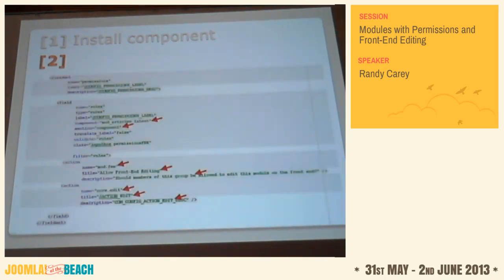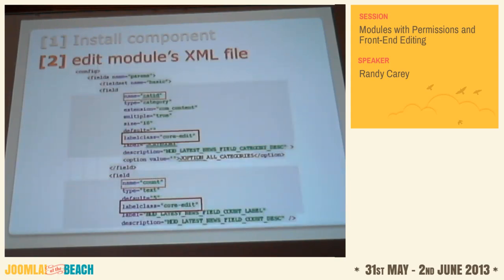Oops. Okay. You add the rules, and then you go to the different fields. For every field you want to add in there, you add a new attribute, or actually an attribute that exists already, called label class. If the rule is core.edit, you say core-edit. You can have multiple classes in there, and that means when we're offering up different fields that are available for front-end editing, as long as it finds a match with the action that we've created before, that field is going to be imported. So this is the way you'd be selecting the fields to go with each action.